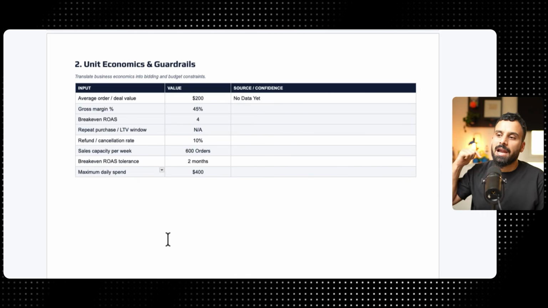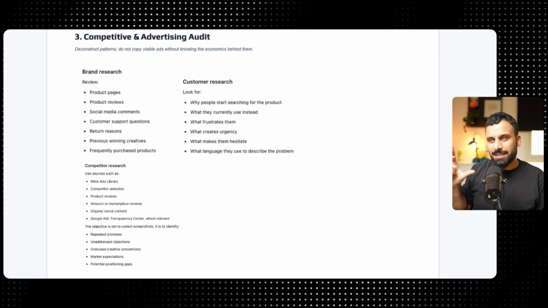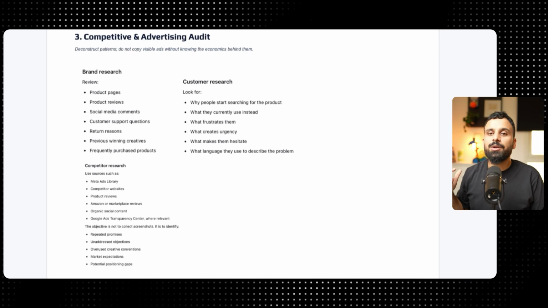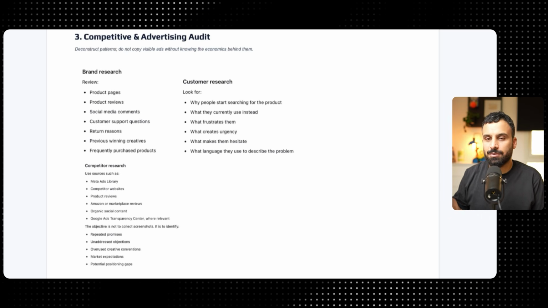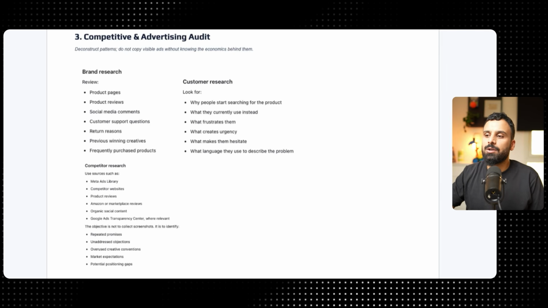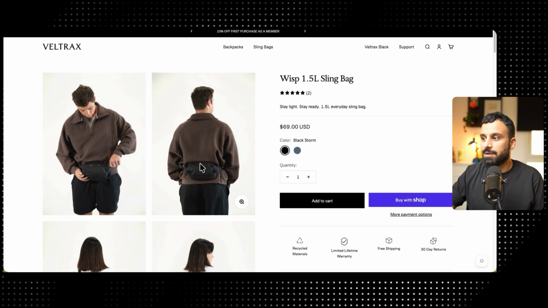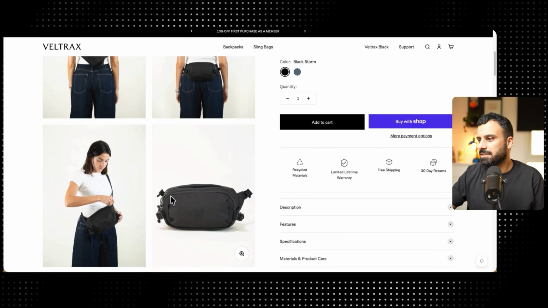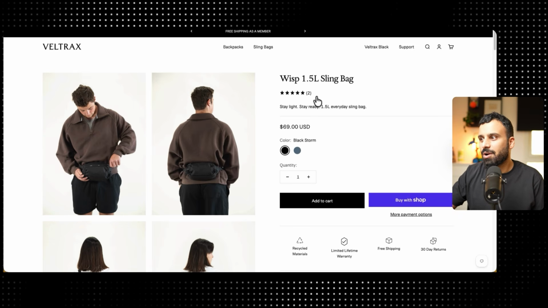Once we understand the brand, once we understand this, then comes the competitive advertising audit. Based on the competitors, they tell you what you have to do, this is your time to act. You first need to do research. This is how I approach it. I will do a bit of brand research. I will check their product pages. I will go here and see, okay, somebody wants to buy this. These are the images. Nice. It's decent. It's not bad. One thing is there are not many reviews.